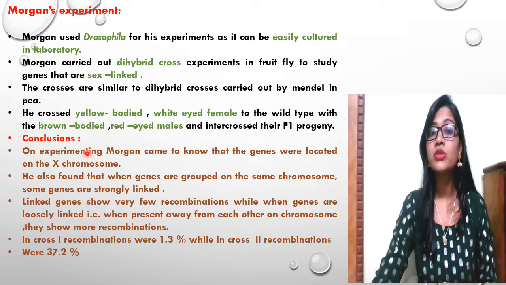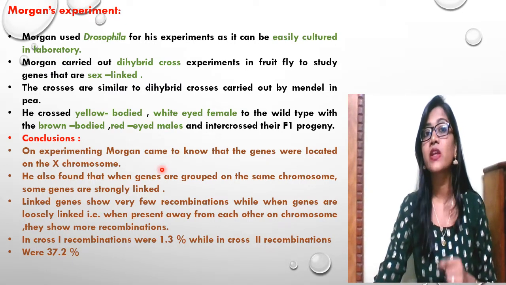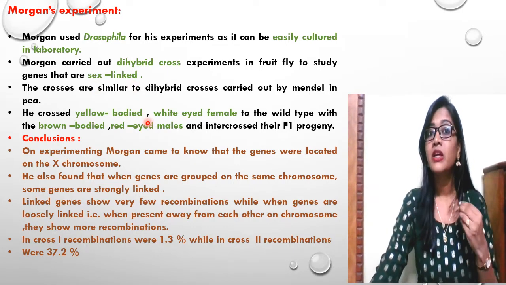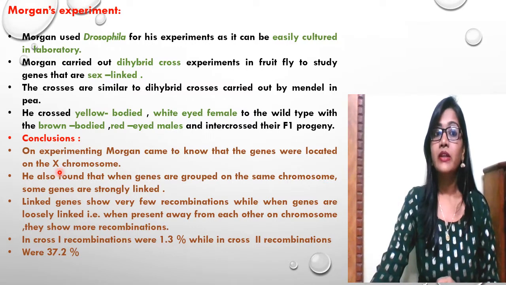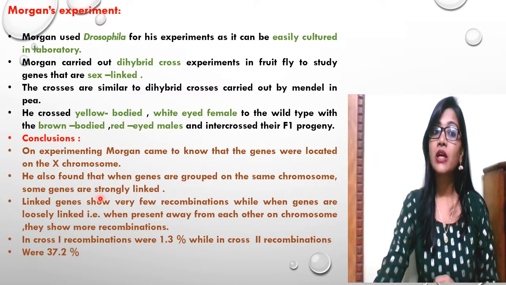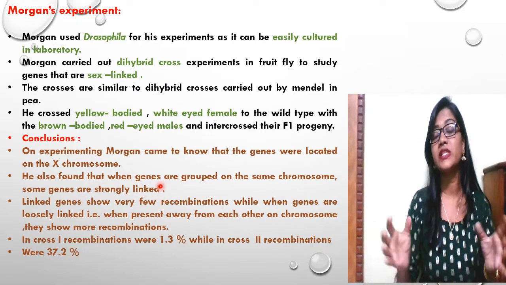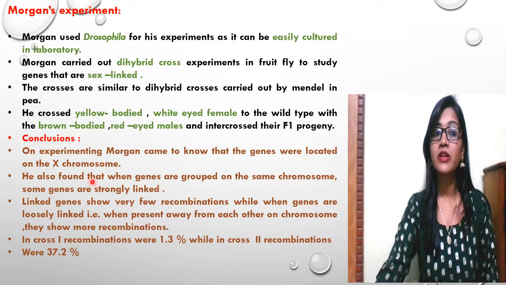So what conclusions did he get from experimenting? Morgan came to know that the genes were located on the X chromosome. So these are sex linked genes. Some characters are due to genes located on the sex chromosome, specifically the X chromosome. He also found that when genes are grouped on the same chromosome, some genes are strongly linked, meaning the distance between the genes is very small, and they are strongly linked with the sex chromosome.